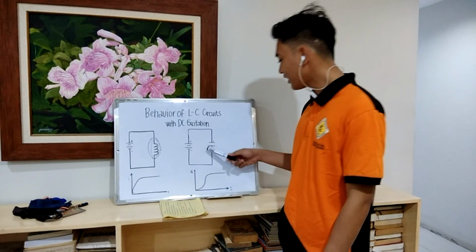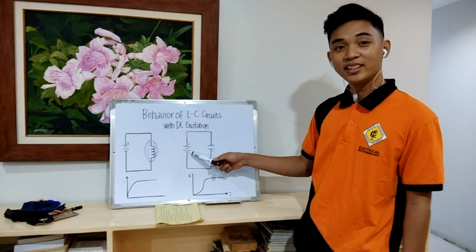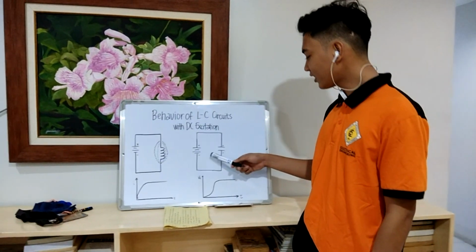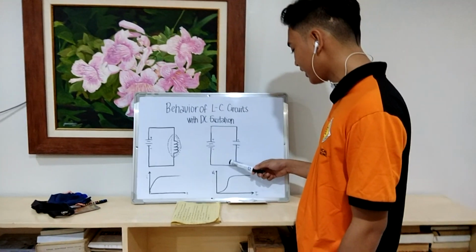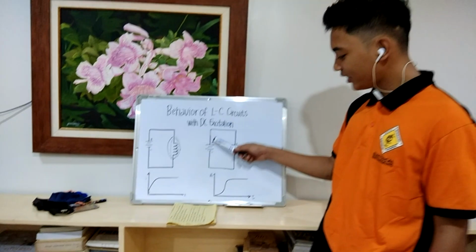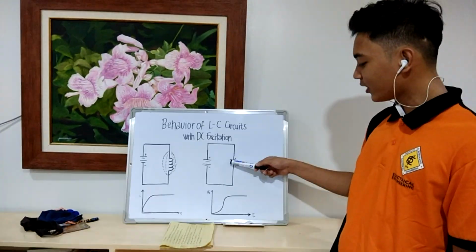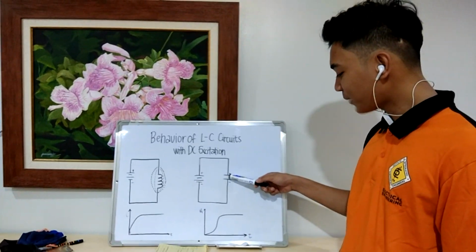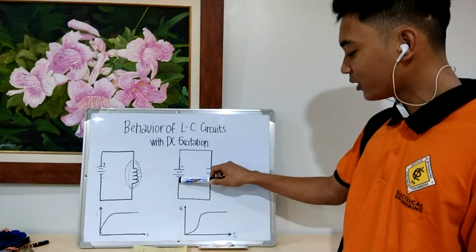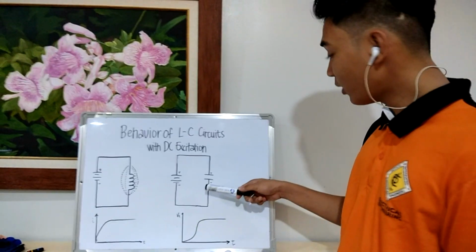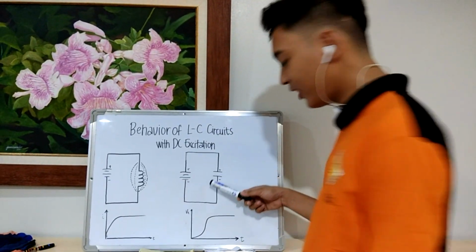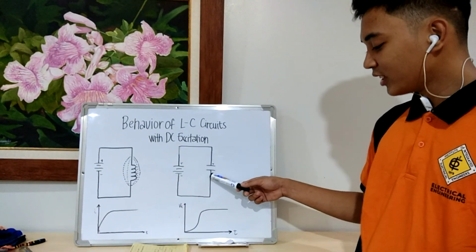Next, if a capacitor is connected with a battery in a circuit, the capacitor will allow the flow of current in the circuit and stores energy in its electric field. When the capacitor voltage equals the battery voltage, flow of current stops as there is no potential difference in the circuit.